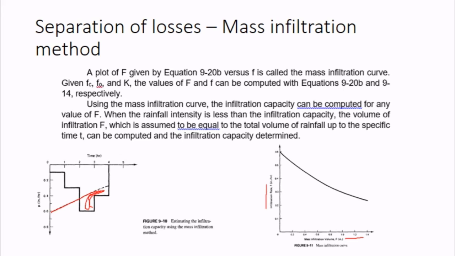So, pagka yung volume ay mass infiltration volume. So, habang dumadami yung volume na nag-i-infiltrate, bumababa yung infiltration rate. Okay. So, habang dumadami nag-i-infiltrate, bumababa yung infiltration rate. Kasi na-occupy na nila yung soil. Okay, so yun.